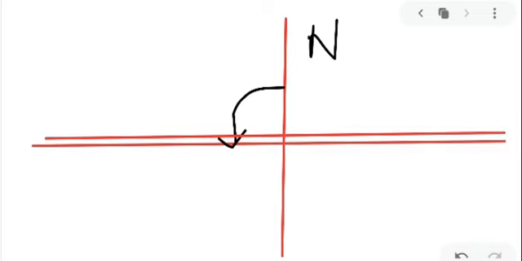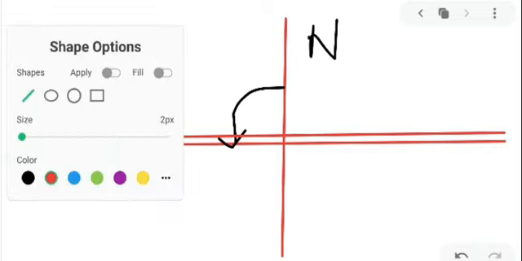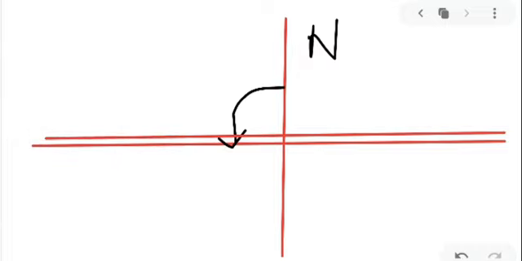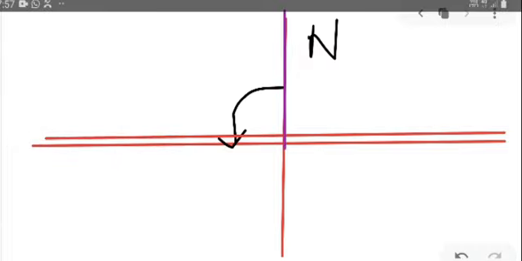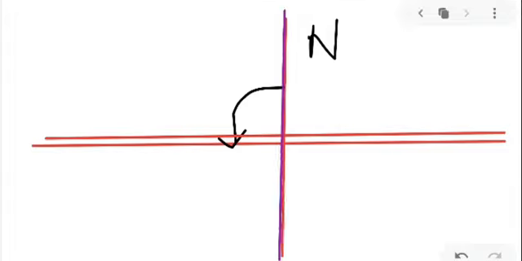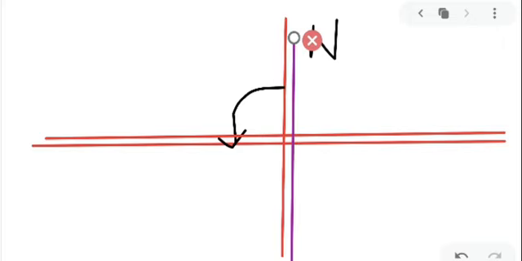Any angle which is between... what is 0 degree? 0 degree will be parallel to the normal. So the incident ray will go straight down. That is also not of any good interest.